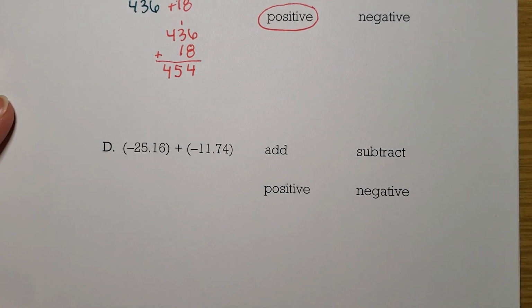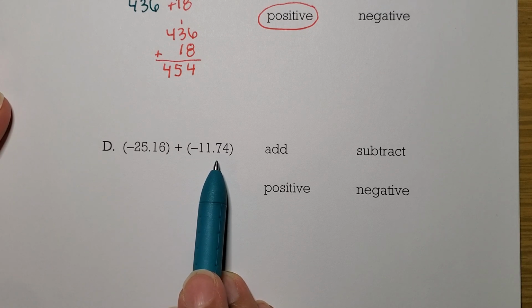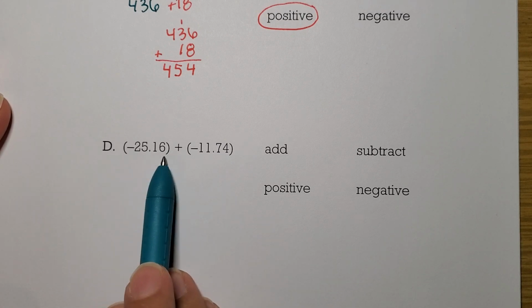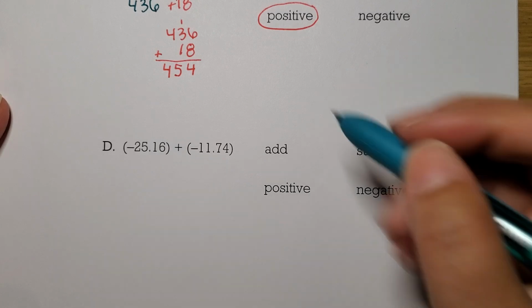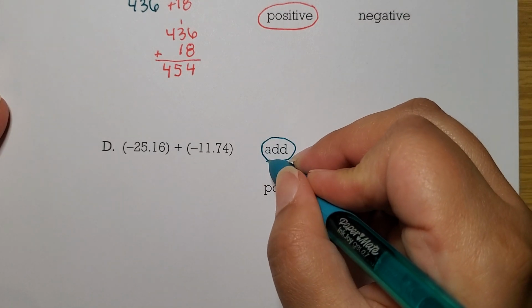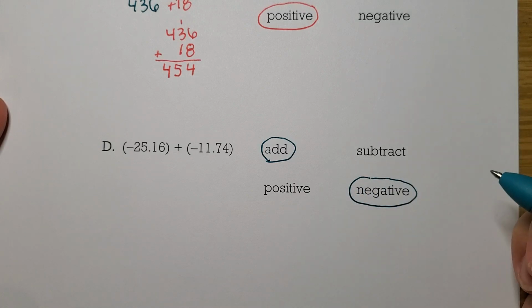So here we've got two numbers, and are they on the same team or different teams? So we've got a negative and a negative. So they're playing for the same team. So we're going to add the amounts, and we only have negatives. So we're going to end up with a negative answer. All right, so let's go ahead and add these two up together.